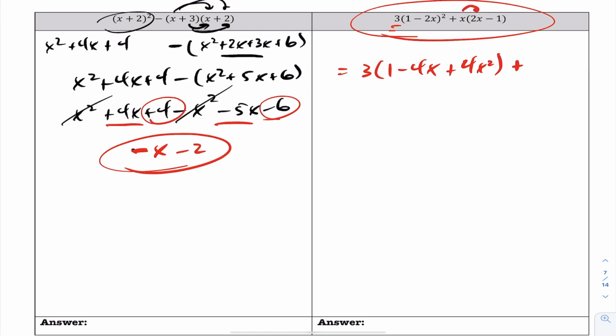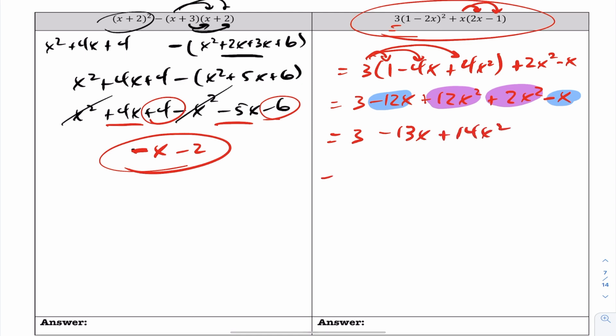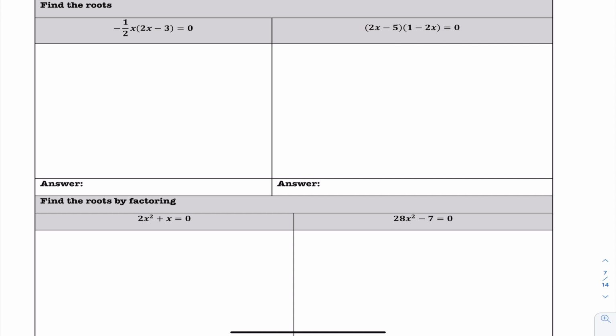Plus, here I'm just going to distribute that x into the binomial, in which case we get 2x squared minus x. Now I can go ahead and distribute the 3: minus 12x plus 12x squared plus 2x squared minus x. Now we want to collect some like terms here. I've got a minus 12x and a minus x, and likewise a positive 12x squared and a positive 2x squared, in which case we get 3 minus 13x plus 14x squared. And again, we should rewrite this in descending order by degree, so we put the 14x squared first, then minus 13x, plus 3.